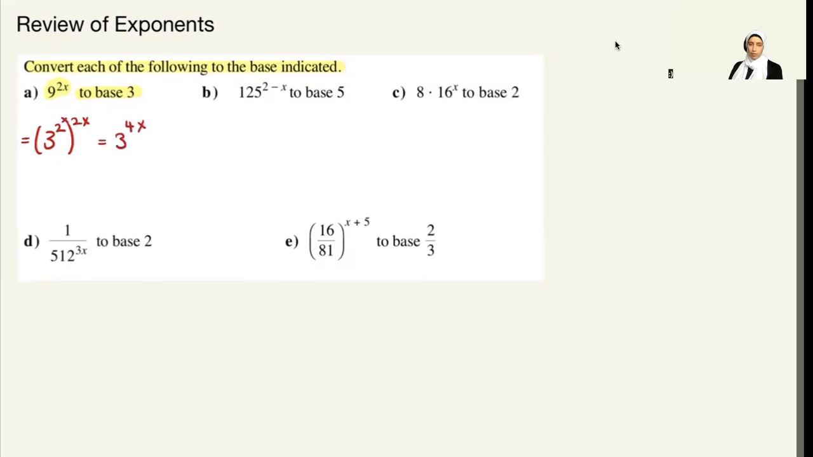How can I write 125 as a base of 5? Well, we know that 5 to the power of 3 is equal to 125, and that is to the power of 2 minus x. Now remember, we do want to write this in simplest form, so we do this power of a power, multiply them, and we're going to have 5 to the power of 6 minus 3x. Okay? All right.